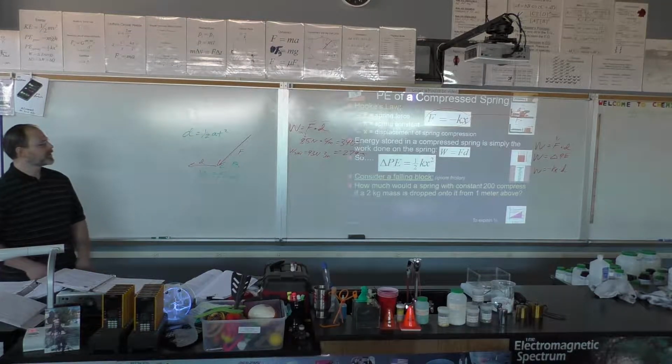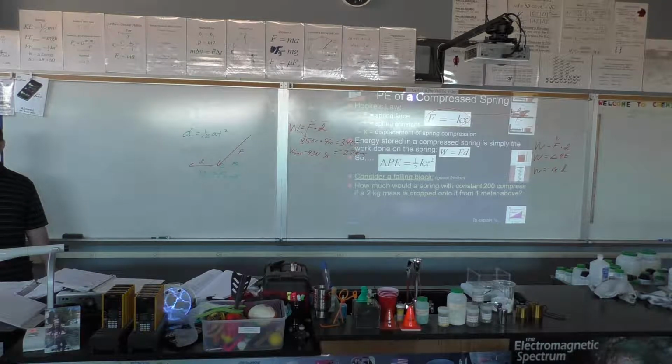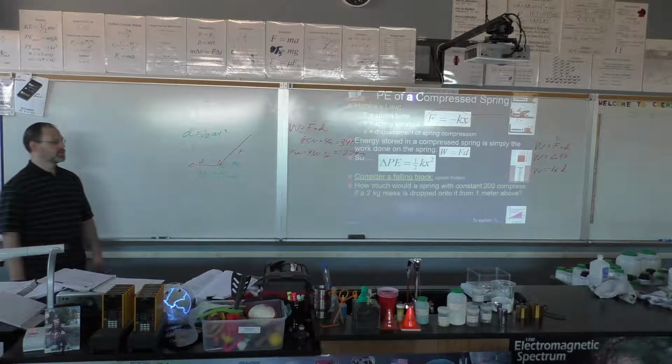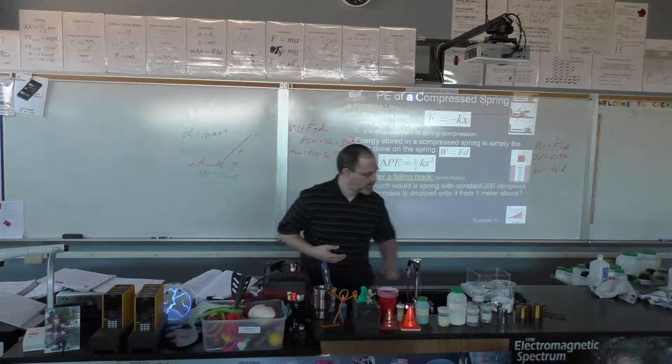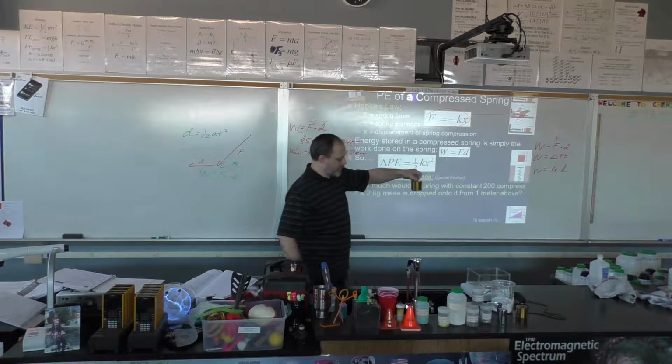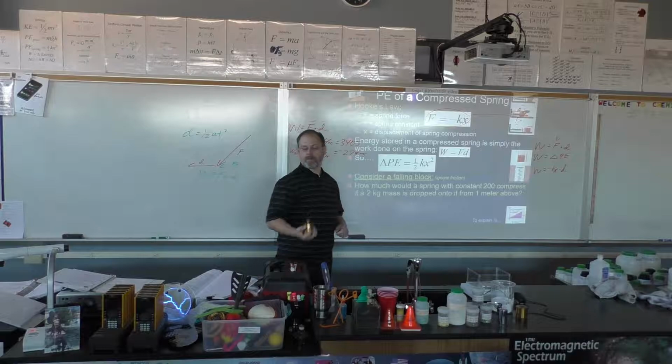All right, so if this makes sense to you, how much would a spring with a constant of 200 compress if a 2 kilogram mass is dropped onto it from 1 meter above? So you take your 2 kilogram mass from 1 meter above, and you drop it on a spring. So how much will that spring compress?